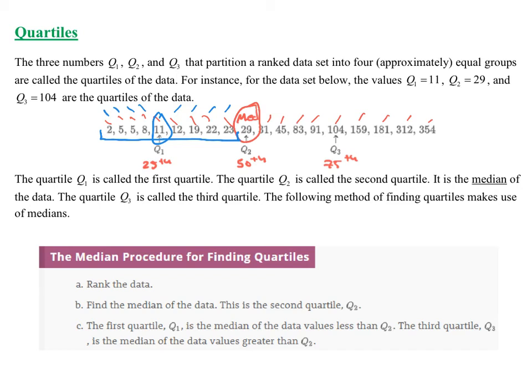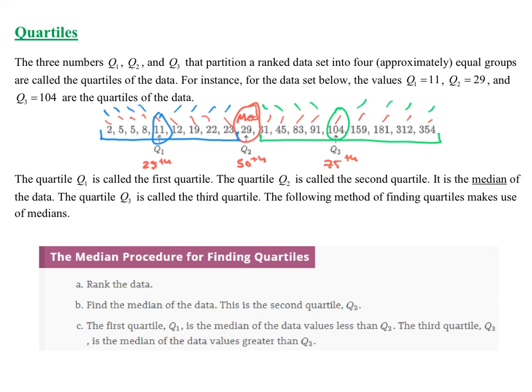Likewise, I'll use a different color. I'll use green for the upper half. Everything above the median. Do not include the median. Just go left, 31, 354, 45, 312, 83 crosses off with 181, 91 with 159, and I'm left with 104. So I find the median of that upper half of data. I found Q3, which is the 75th percentile.